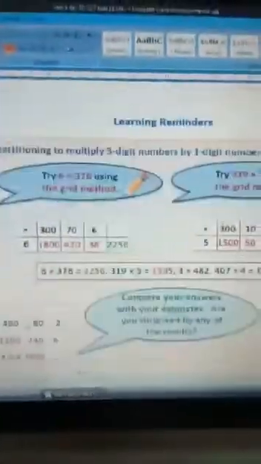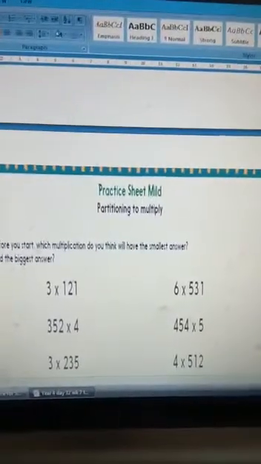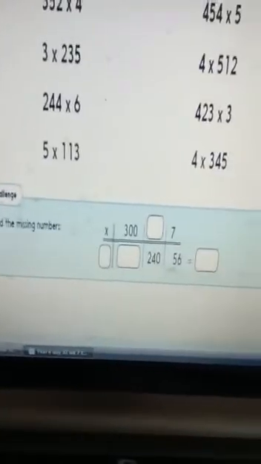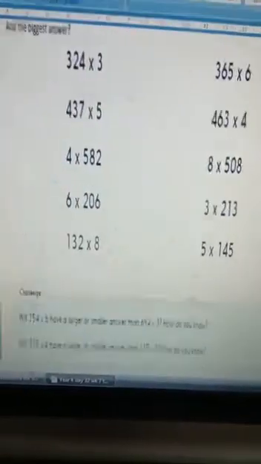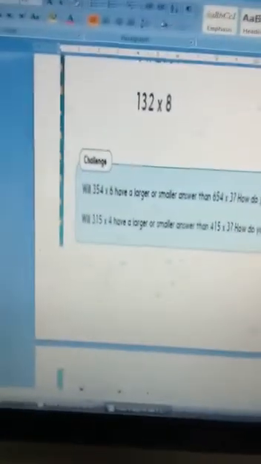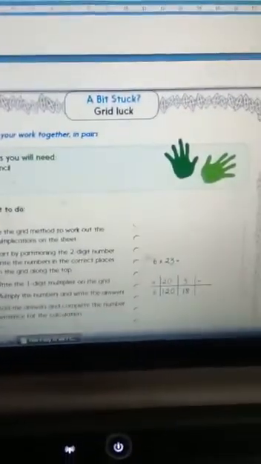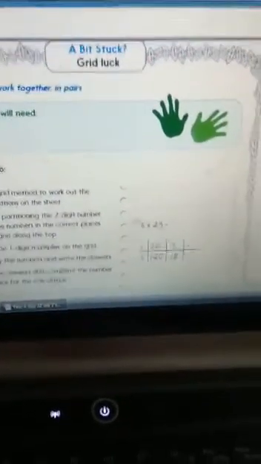Okay, so look at your learning reminders as we scroll down, and then you've got some sheets. You've got a mild sheet where you've got a partition to multiply, and then see if you can finish that challenge, fill in the missing spaces. Then you've got your hot sheet, then you've got a little challenge there, see if you can do that, and then you've got your answers, which I will avoid.